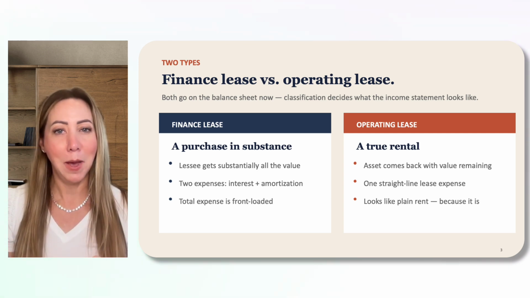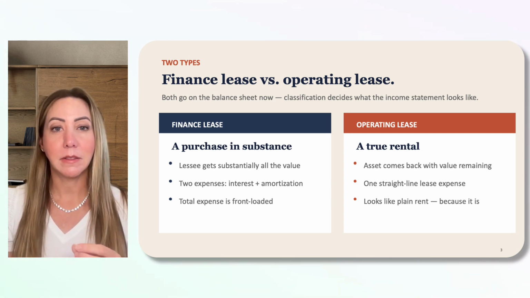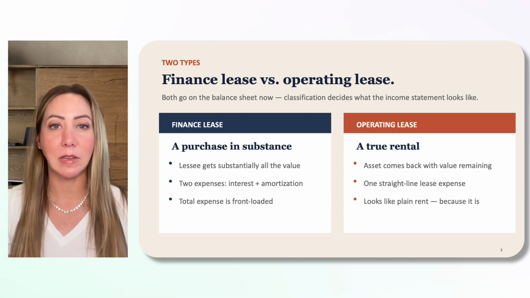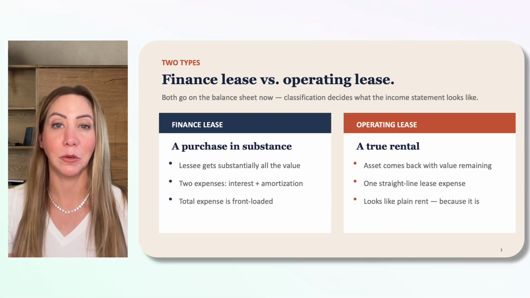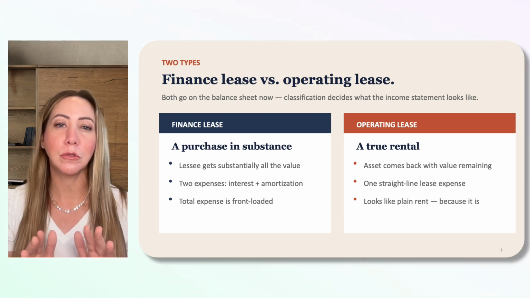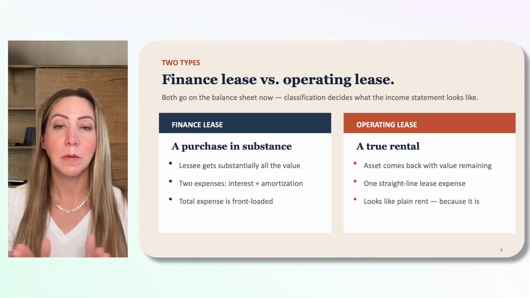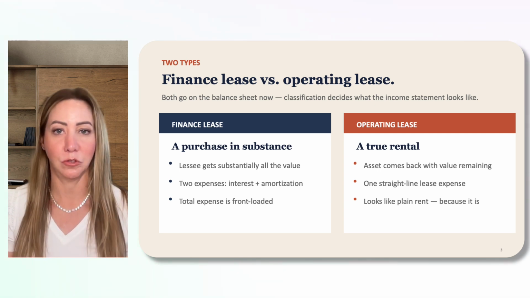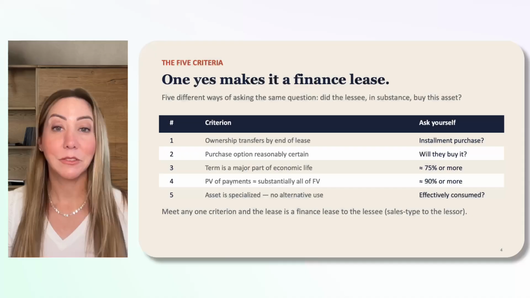The right-of-use asset gets amortized, the liability accrues interest, and the income statement shows two expenses, interest and amortization. An operating lease is a true rental. The lessee is using the asset for a slice of its life and handing it back with plenty of value remaining. The balance sheet still shows the right-of-use asset and the liability. Remember, everything goes on the balance sheet now. But the income statement shows a single straight-line lease expense.